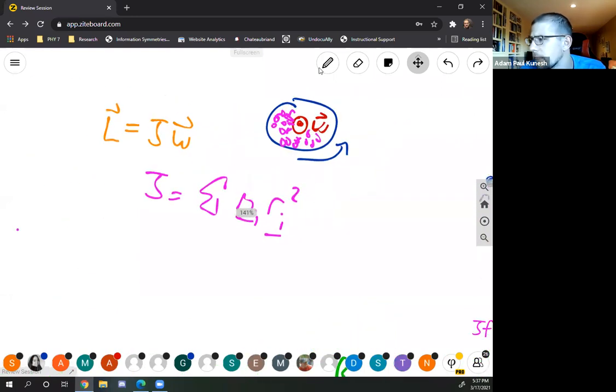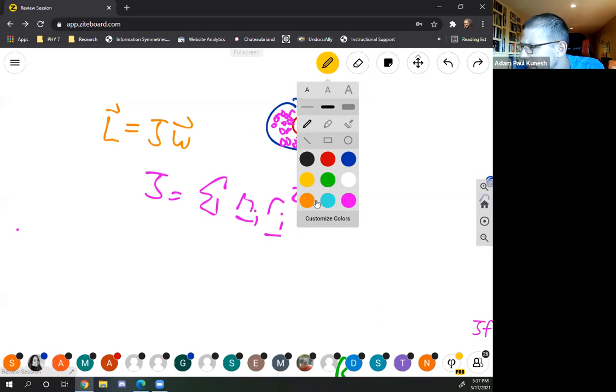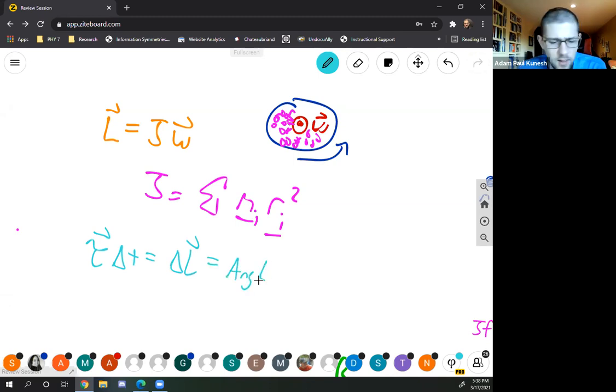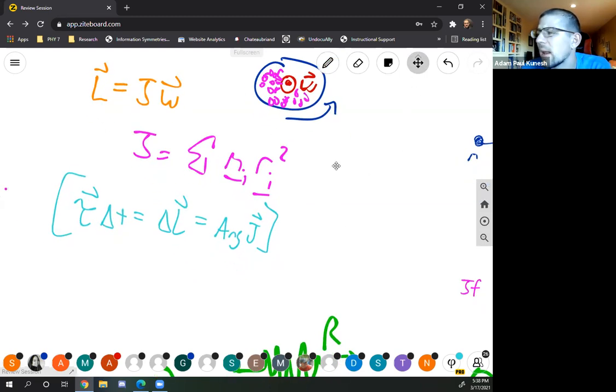Okay, torque. So what's torque? Torque is like force. In the same way that for linear momentum, force acted over time to change our linear momentum, torque causes changes in our angular momentum. So torque times delta T is delta L, which is ang j. Someone asked about ang j. So ang j is the change in angular momentum of a system under torque. Now, torque has this nice analogy to force, but it's not quite as simple to conceptualize.